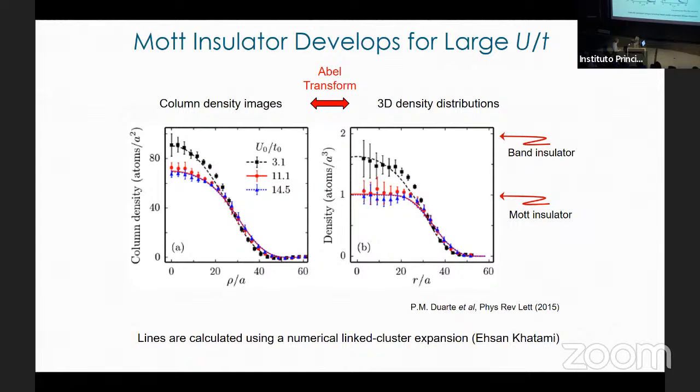The theory was done by Ehsan Khatami, who's at San Jose State University. Ehsan did something called the numerical linked cluster expansion, for those of you who are in the know on this kind of stuff. And you can see that they got these compressibility measurements right on. I think there's only one adjustable parameter.